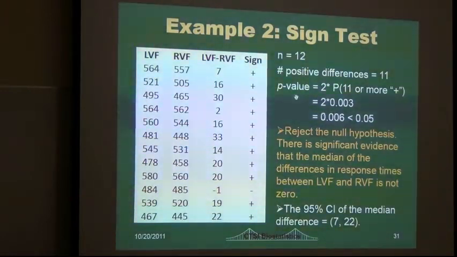So the p-value in this case, because we're looking at a two-sided test, is 2 times the probability of having 11 or more positive. The p-value here is 0.006, which is less than 0.05. So in this case, we reject the null hypothesis and conclude that there's significant evidence that the median difference is not 0. And you can obtain the 95% confidence interval of the median. Any questions?